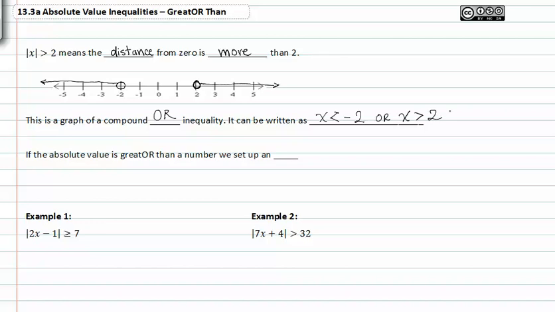If the absolute value is greater than a number, we set up an OR. Let's try example 1.